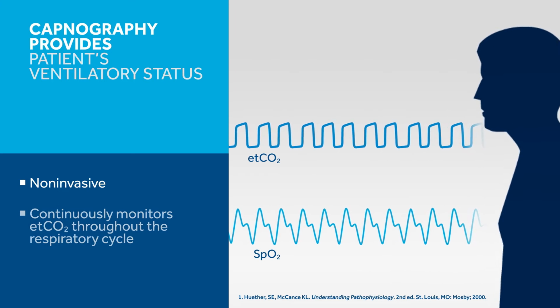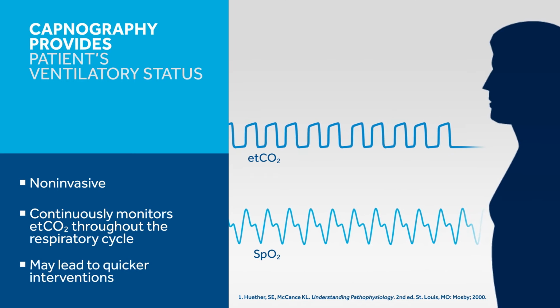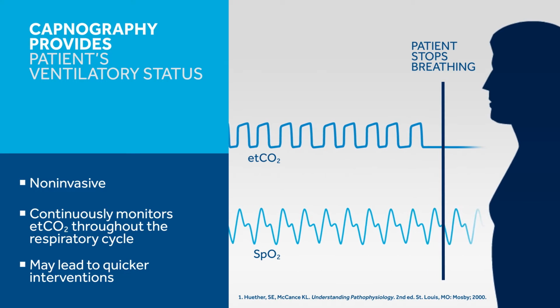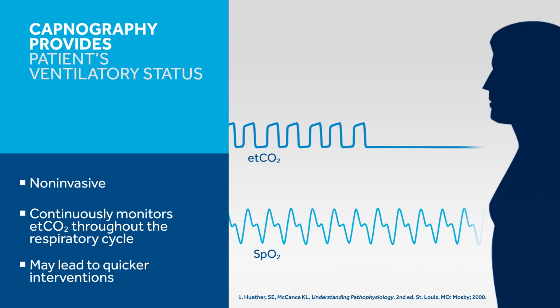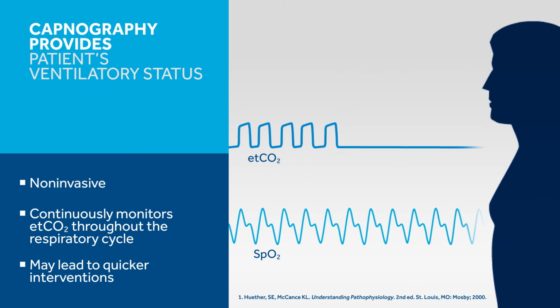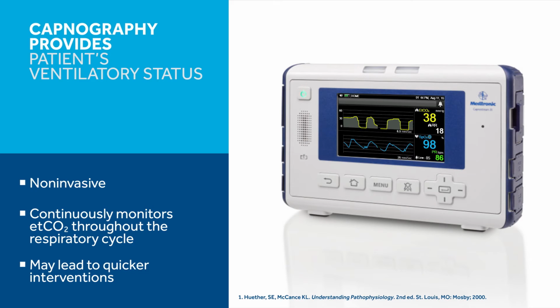Capnography provides a patient's ventilatory status by monitoring end-tidal CO2, which may lead to quicker identification of respiratory compromise than measuring SpO2 alone. Additionally, supplemental oxygen can often mask symptoms of respiratory compromise if capnography is not measured. If you were to measure your own pulse oximetry and capnography while holding your breath, you would notice that the CO2 waveform will immediately alert you that there is an absence of CO2. However, because there is still oxygen in the blood, pulse oximetry will continue to show normal oxygen saturation values for some time.